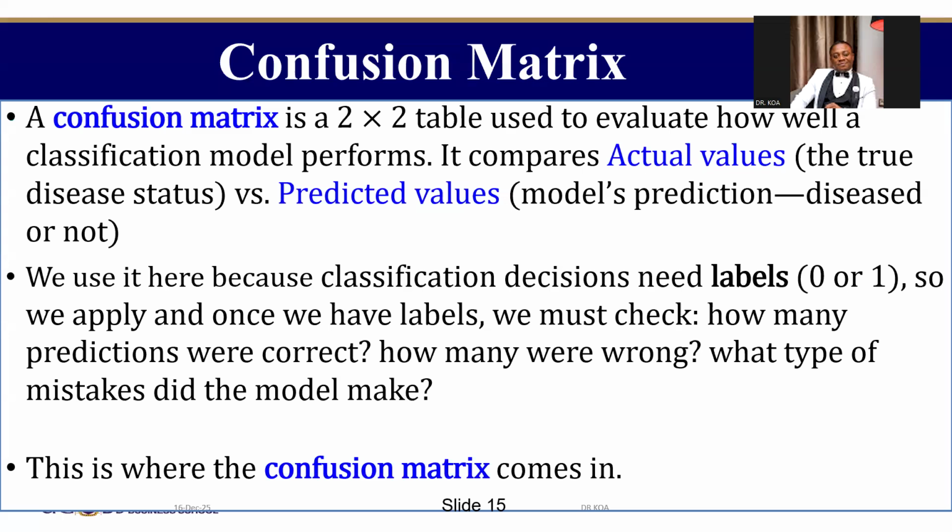It's called confusion because when you look at it, you have to choose between positive and negative. That's what brings the word confusion. But why are we using it for logistic regression? Because logistic regression deals with labels, categories. Using the confusion matrix, you can answer questions like: How many predictions were correct? How many were wrong? What type of mistake did the model make? That's where the confusion comes in, and that is why we're going to do this.